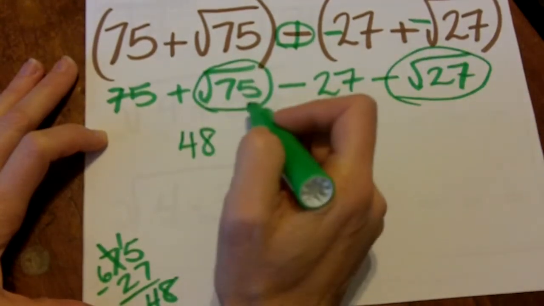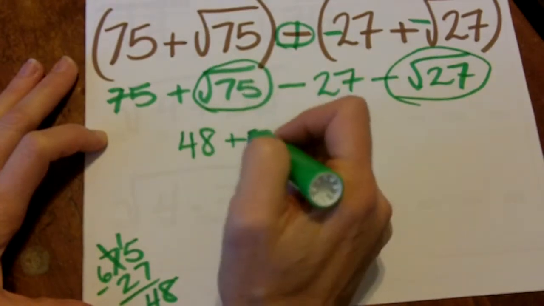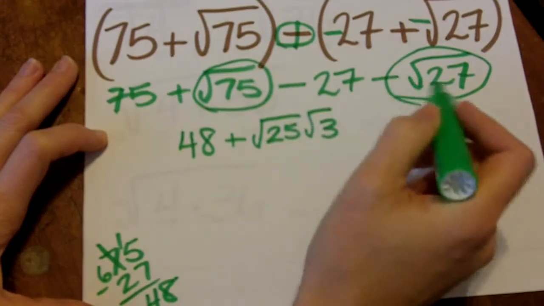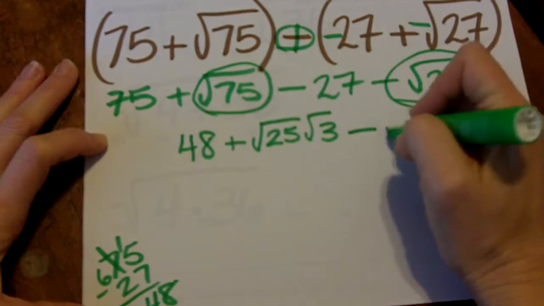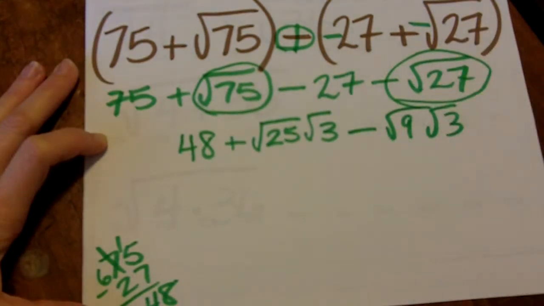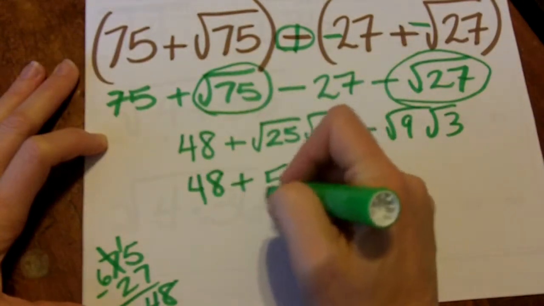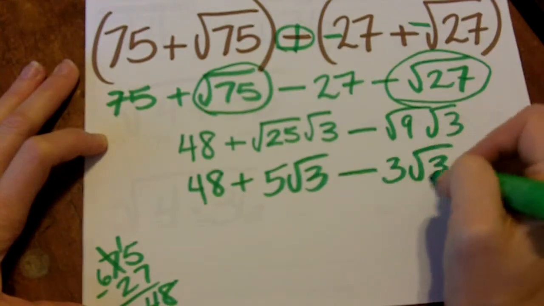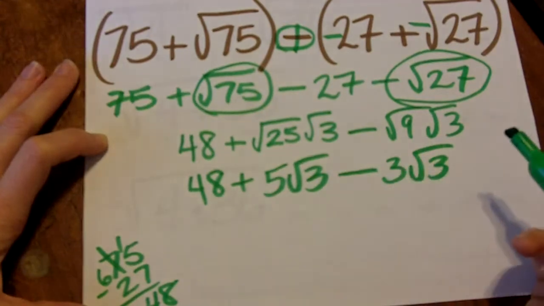Okay, the square root of 75 we just did in our last problem, or one of our last problems. And we know that can be the square root of 25 times the square root of 3. And you can probably also see that the square root of 27 could be written as the square root of 9 times the square root of 3. So in other words, I can have 48 plus 5 square roots of 3 minus 3 square roots of 3 by taking the square roots of 25 and square root of 9.